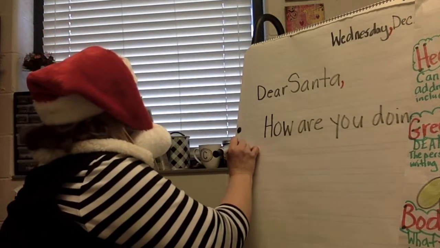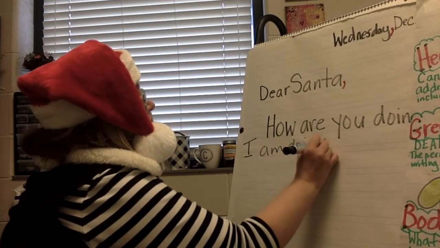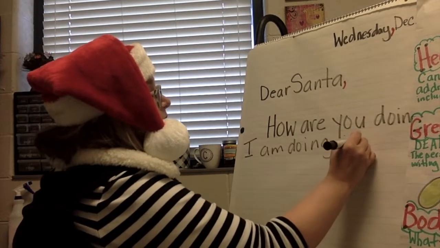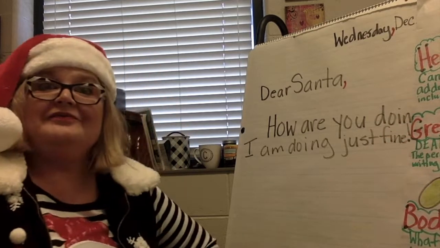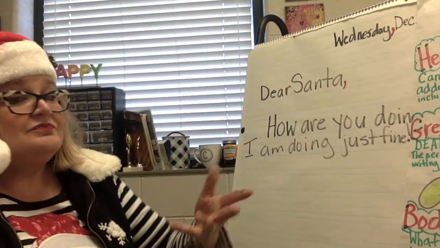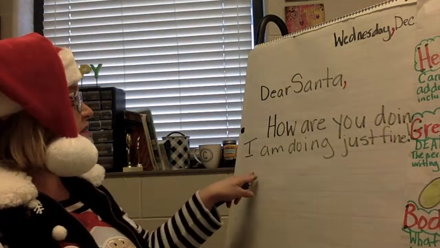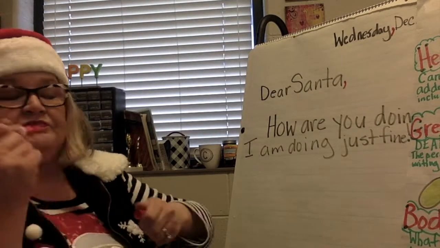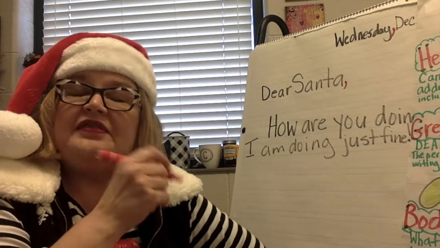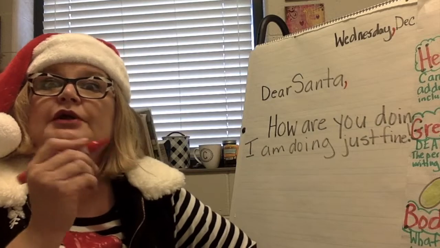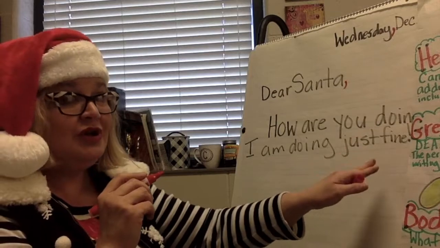And then I could say, I'm doing well or I'm doing great. Okay. I am doing just fine. Maybe I'll put an exclamation point there, okay? All right, so now I'm going to start my next paragraph. I think I want to write about whether he thinks that I'm on the naughty or nice list or something like that. So I'm going to start my paragraph again. So I'm going to move it on over.